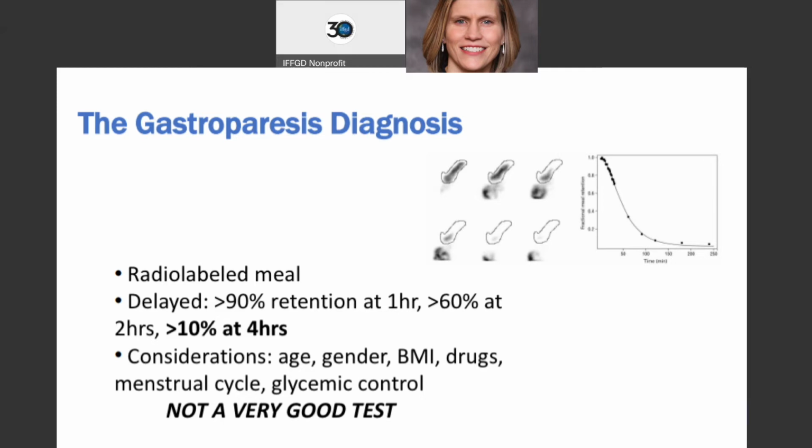If after 4 hours, 10% or more of the meal is still sitting in the stomach, that's called delayed. This is based on adult criteria, taking a bunch of healthy adults. In pediatrics, which I work in, we don't have any norms. So we go by adult norms for an adolescent who may have a very different emptying pattern of their stomach.